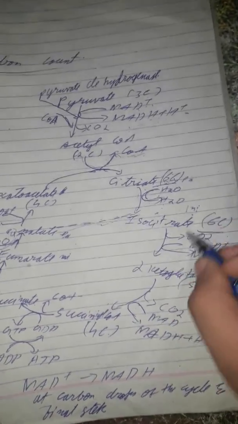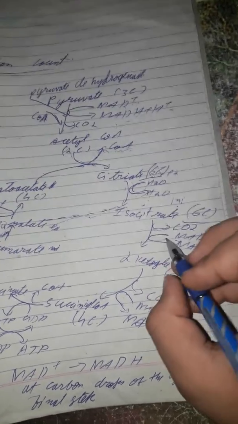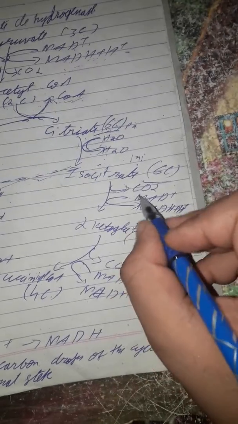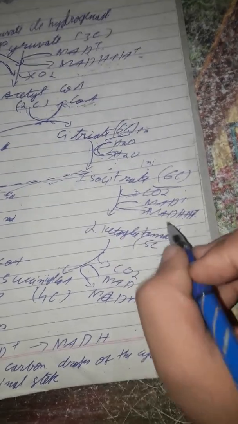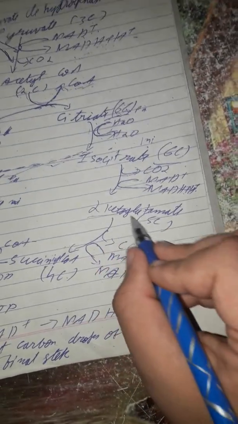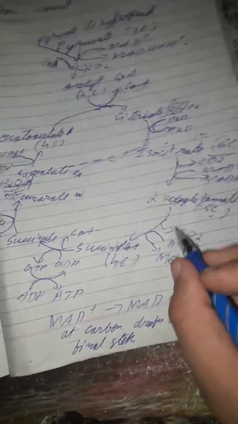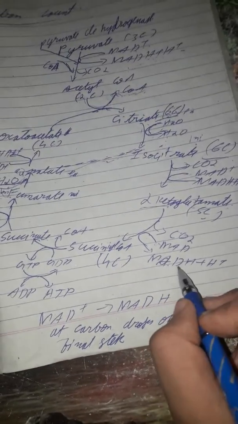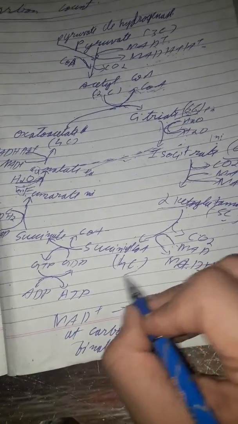From the next step onwards, carbon dioxide is removed again. And wherever carbon dioxide is removed, NAD plus is converted into NADH plus H plus. That is alpha ketoglutarate, formed as a 5 carbon molecule. And in the next step again carbon dioxide is removed, NAD is converted into NADH plus H plus. Then succinyl coenzyme A, here we got a 4 carbon molecule.